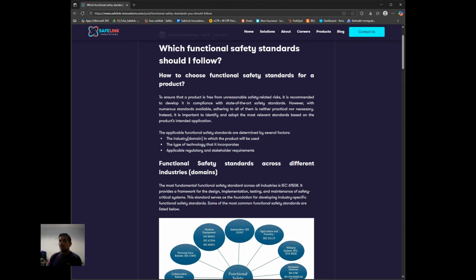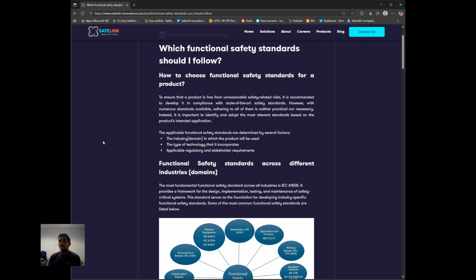Today's topic is about what functional safety standards one should follow. I will give an overview of the commonly available functional safety standards and how one goes about choosing what safety standards to follow. Imagine you are developing a product for the first time and you want this product to be functionally safe. And now you're given the task to identify standards to which you need to comply.